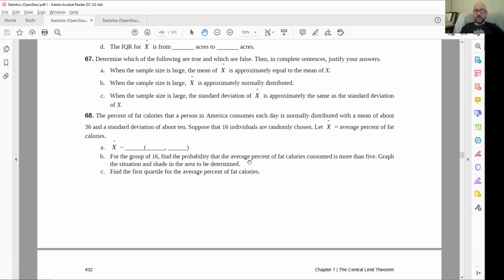For the group of 16, find the probability that the average percent of fat calories consumed is more than 5. I don't know why this is a 5. It's a weird choice on the author's part. I think it's probably a typo. I didn't notice that when I first assigned this. I'm sorry. It's going to be basically 100%, but let's go ahead and graph it anyway, right? Got to get good habits going here.